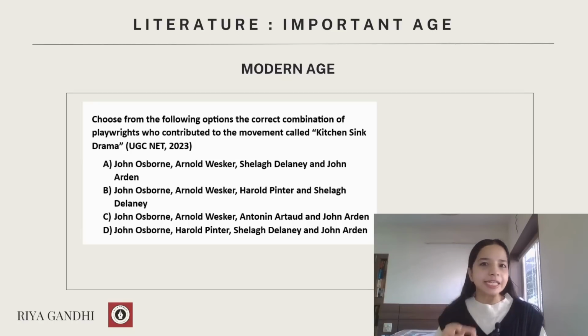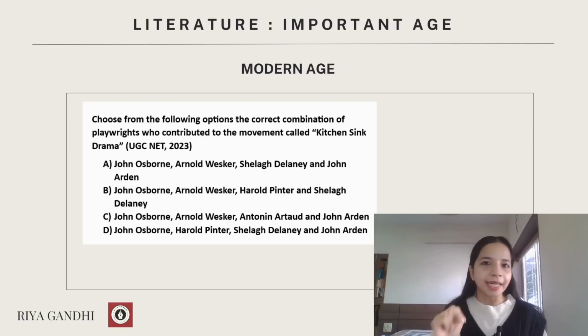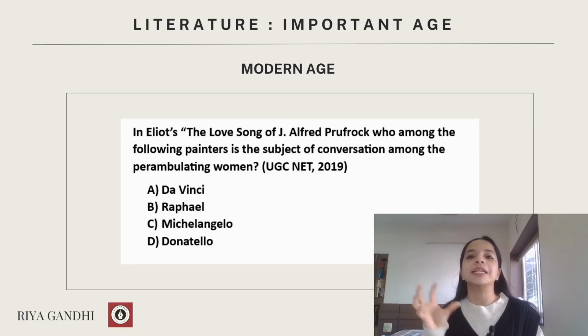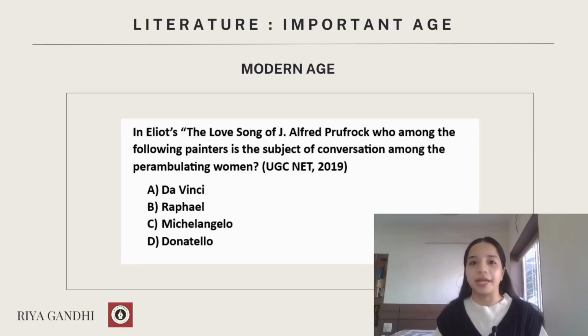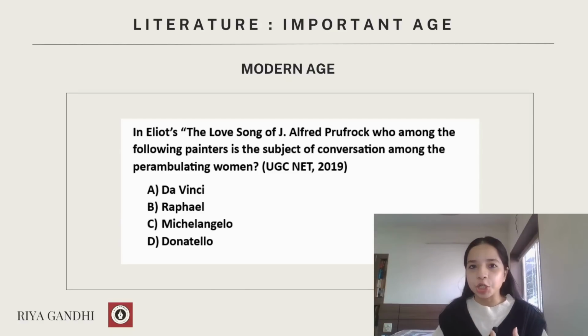So the first category was the questions related to the modernist drama. The second category is the questions related to the important writers. We know that in the modern age, some of the most important writers are James Joyce, D.H. Lawrence, Virginia Woolf, and T.S. Eliot. Questions related to James Joyce can be related to interesting facts about his works.